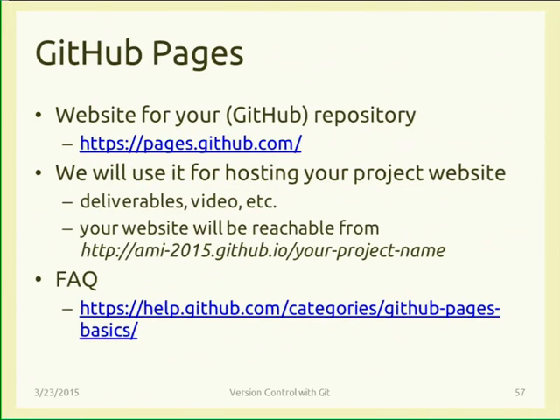How do you create your personal website on GitHub? We will use GitHub Pages. GitHub Pages is a free way to host a website on your GitHub repository. So on your repository, you have a branch that will be named gh-pages, GitHub Pages, that will host your static website. By static, I mean a website that is composed of HTML files plus CSS plus some JavaScript if you want, it's not mandatory. And your website will be reachable from an address like this, http://ami2015.github.io/the acronym of your project.